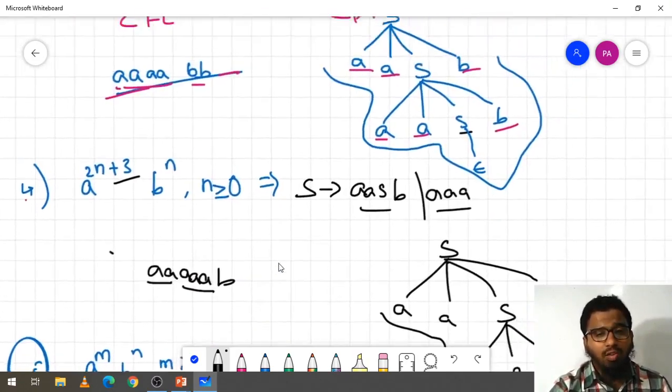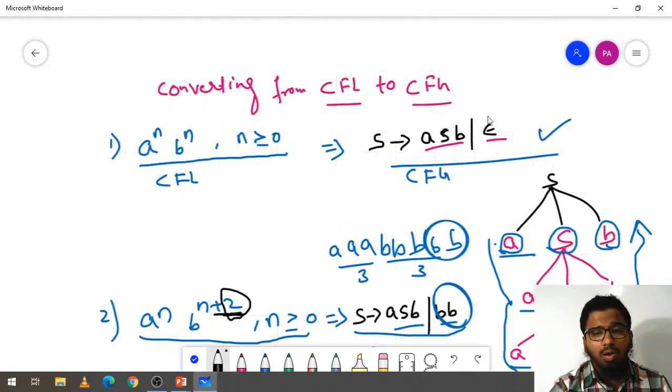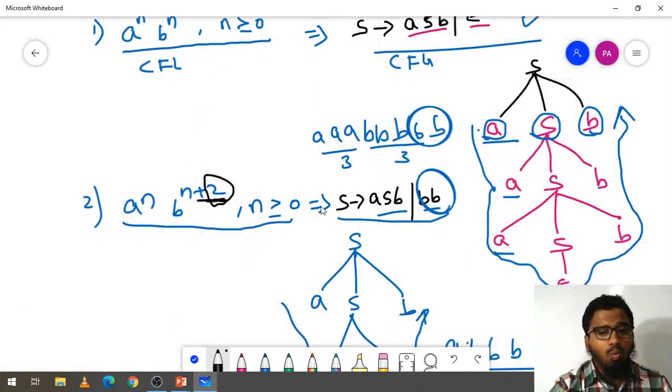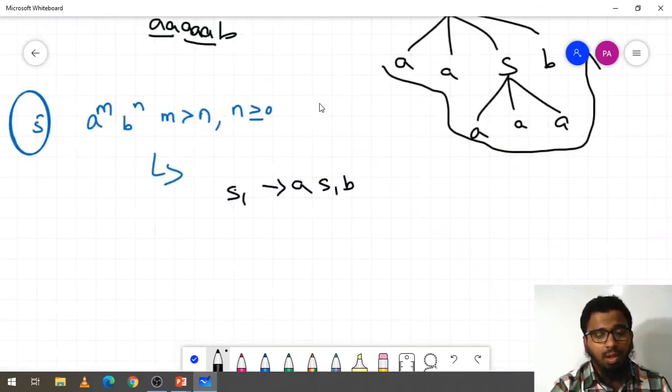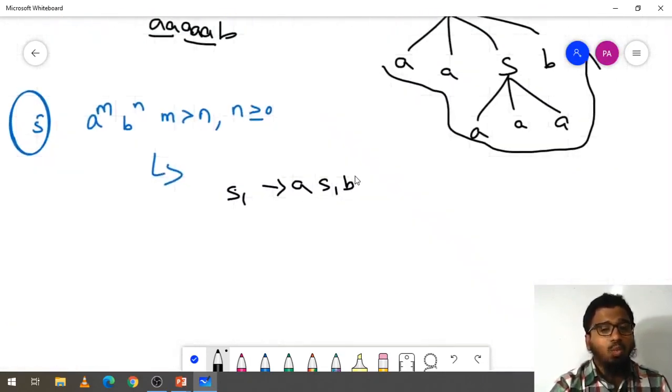The first one, if you remember, was A, S, B, but now I am taking S1. Why I am taking S1, you will now understand. A, S1, B. If you do this, it will not terminate. For this, we need the epsilon.